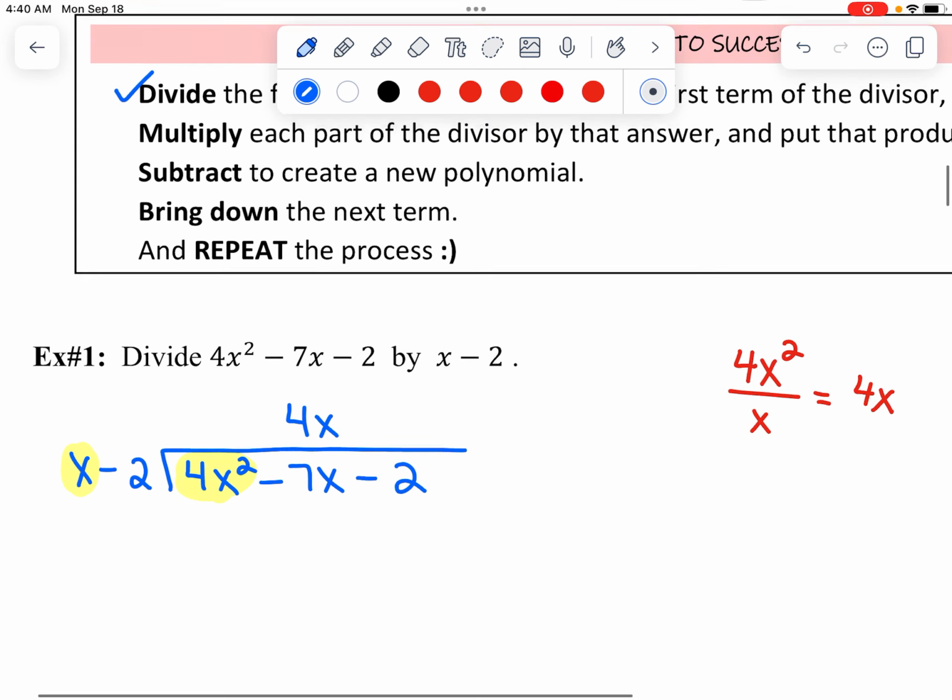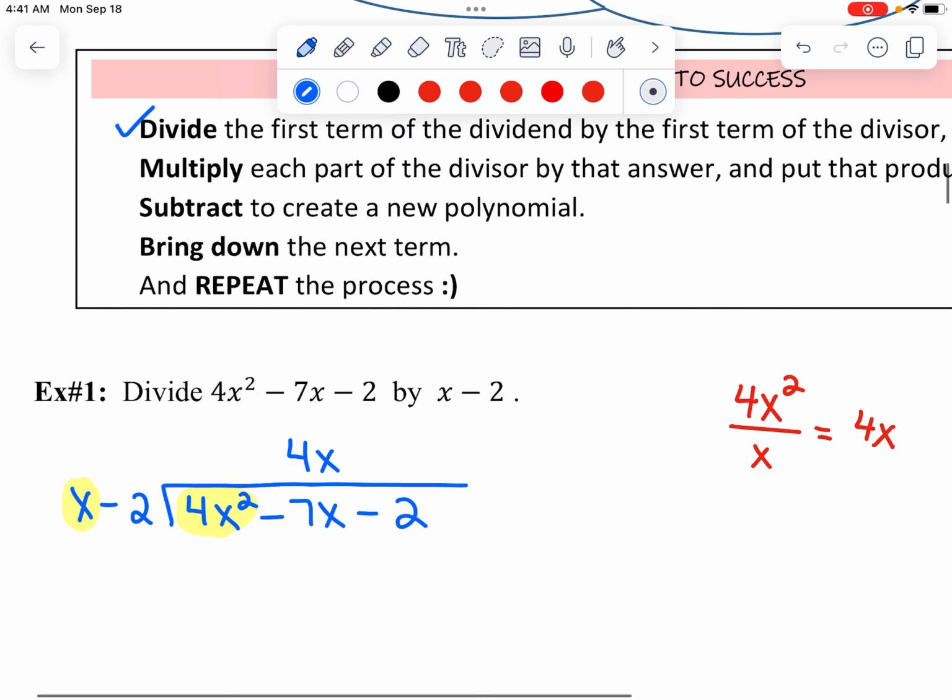Now we have to multiply each part of our divisor by our answer. So that means it's going to look like this. 4x is going to multiply with the x, and 4x is going to multiply with the minus 2. So 4x times x is 4x squared. I'm always going to try to line things up vertically with their like term. 4x times negative 2 is negative 8x. Okay, so we did the multiply.